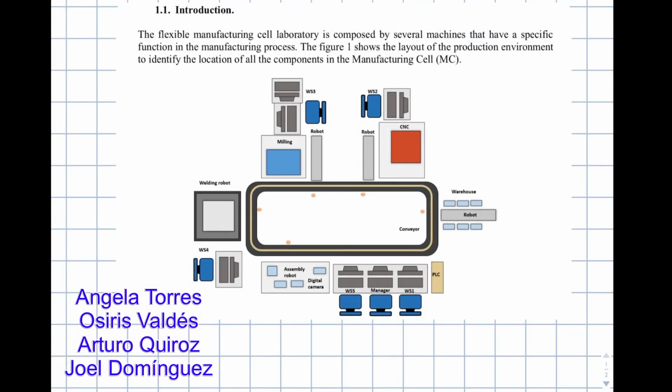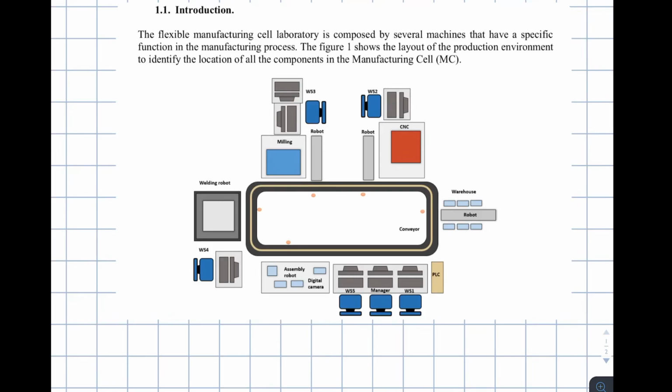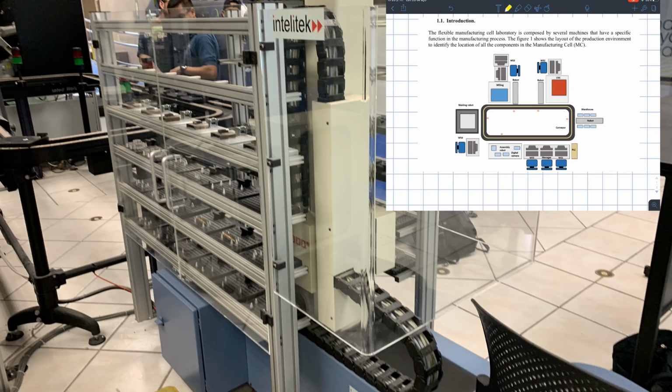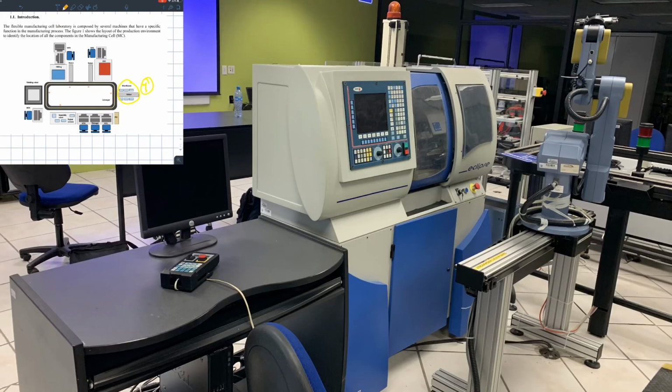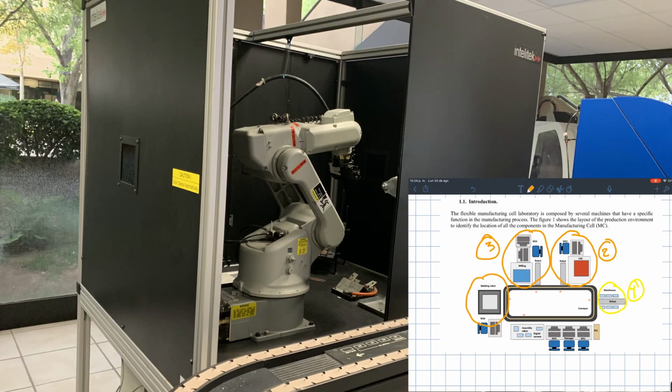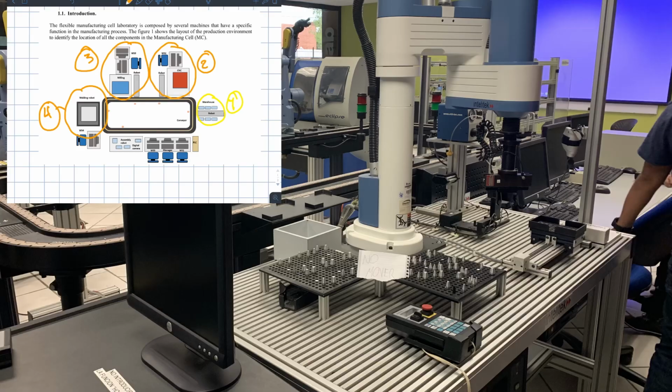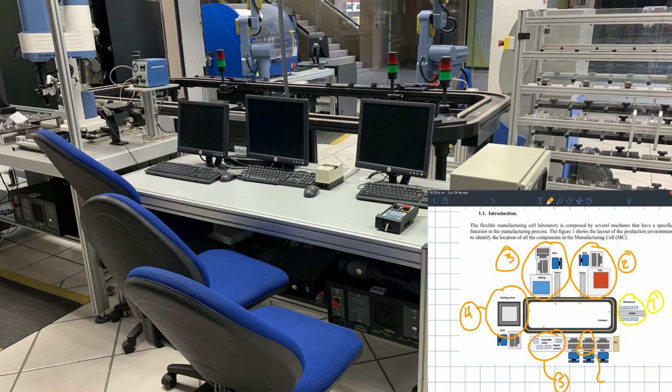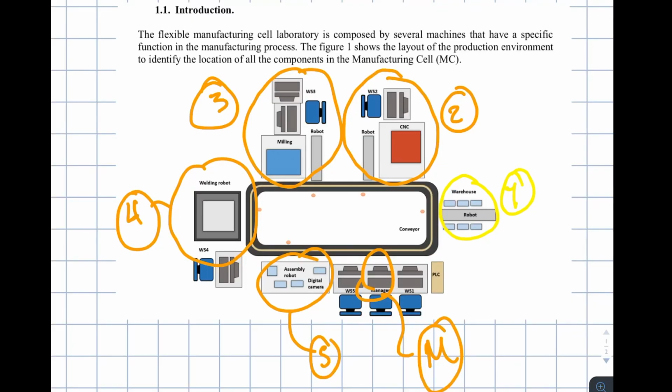The flexible manufacturing cell laboratory is composed of several machines. These are the ones that we have over here in our laboratory. We're going to separate them by numbers. We can say that the first one is this. The second one is this one. The third one is this one. Fourth one. Fifth one. And the manager is the most important one. But well, just a little introduction.